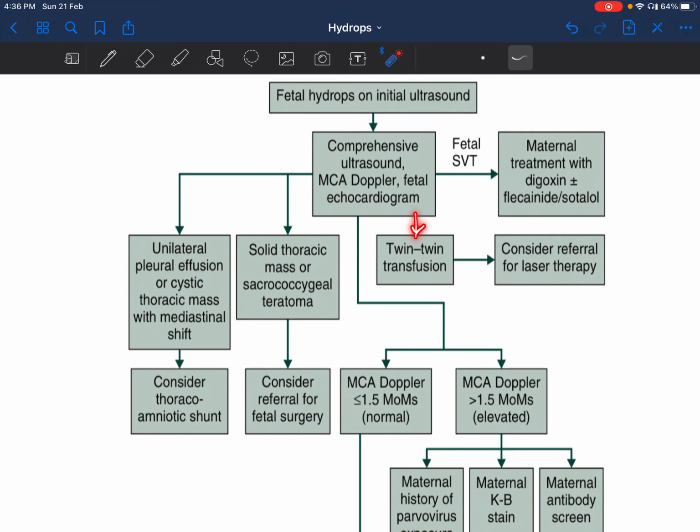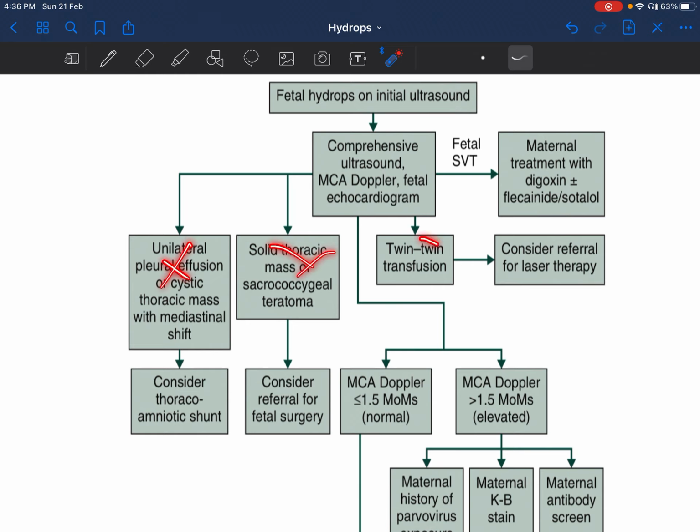Suppose you saw that it was a twin pregnancy and there's a twin transfusion happening, then you will consider laser photocoagulation. You will refer for laser therapy. Suppose in the ultrasound you found that there was a solid thoracic mass, then you will refer for fetal surgery. Suppose there is just a unilateral pleural effusion or a cystic thoracic mass with mediastinal shift. To relieve the intrathoracic pressure, you can do a thoracoamniotic shunt.